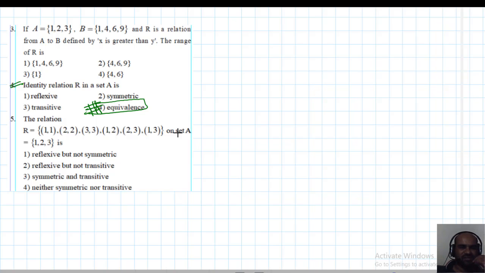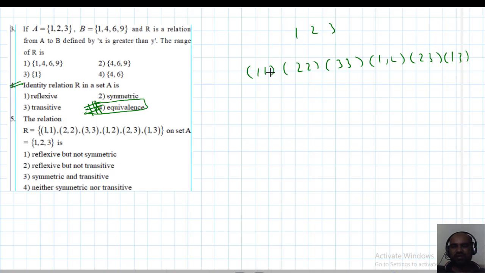Next, fifth problem. The relation R is given on 1, 2, 3. What type of relation is it? First of all, I want to write ordered pairs. 1 comma 1, 2 comma 2, 3 comma 3, 1 comma 2, 2 comma 3, 1 comma 3. On which set? 1, 2, 3 set. So for reflexive, 1 comma 1 should be there, 2 comma 2 should be, 3 comma 3 should be. So that's why the given relation is reflexive. Directly I can say reflexive.